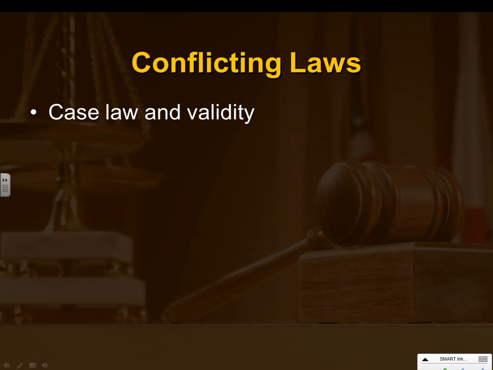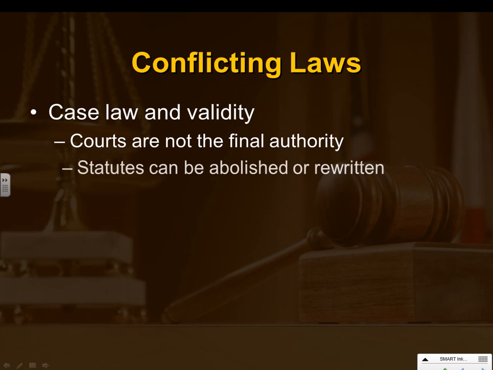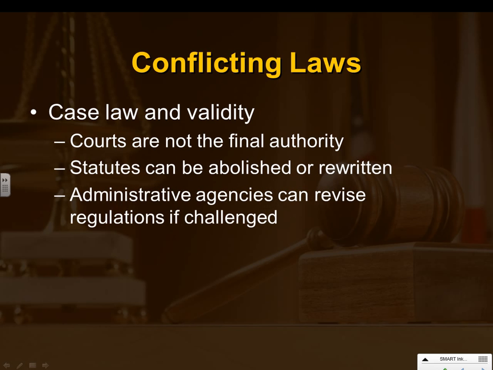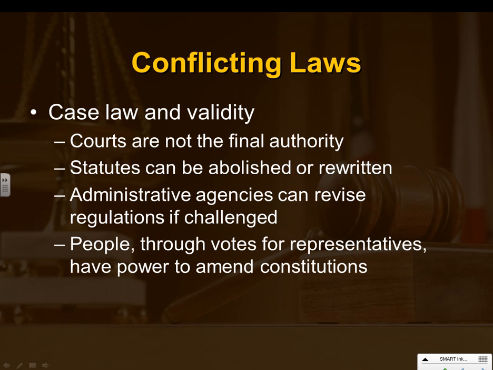Courts are not the final authority on the effect of statutes. A legislative body has the power to nullify a court's interpretation of a statute or ordinance by abolishing or rewriting it. Administrative agencies also can revise their regulations when challenged. Common types of laws are civil laws, criminal laws, procedural laws, substantive laws, and business law.